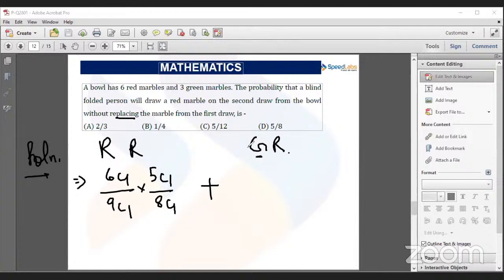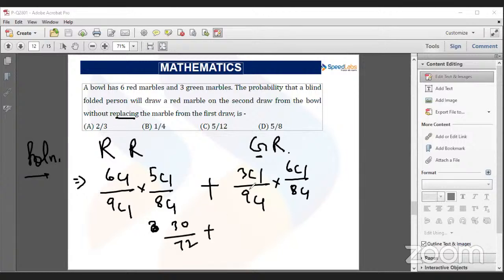प्लस फर्स्ट ड्रॉ में ग्रीन निकाला गया था 3C1/9C1 into second draw में red 6C1/8C1. That is 6 into 5, 30/72 plus 18/72. That's 48/72. Any questions here?